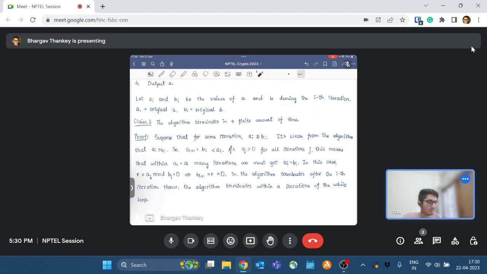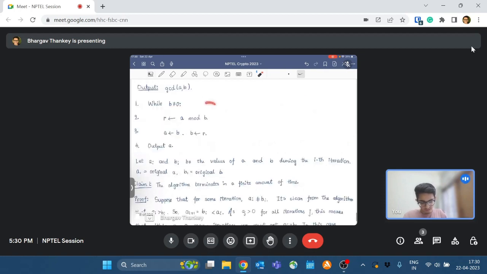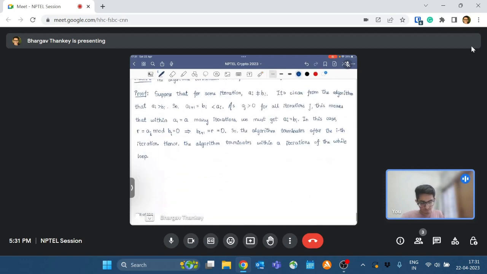Now that we know that it terminates, we know that this loop is not an infinite loop. That is, this step is executed. Now what we'll show is that when this step is executed, A is actually the GCD. So towards that, we'll prove this claim.